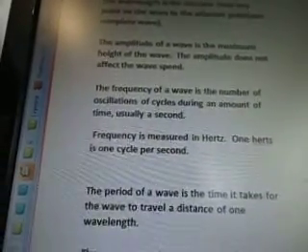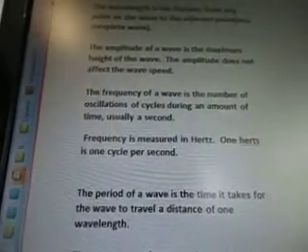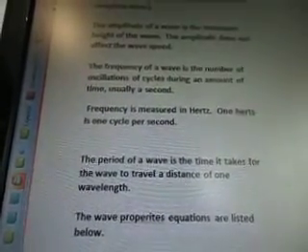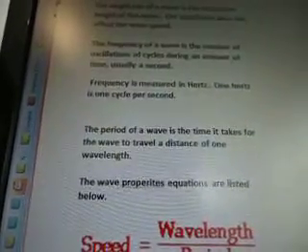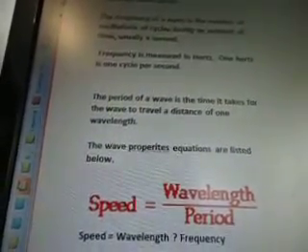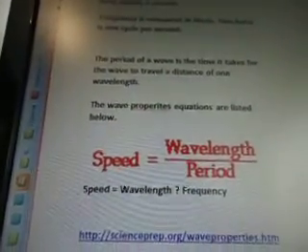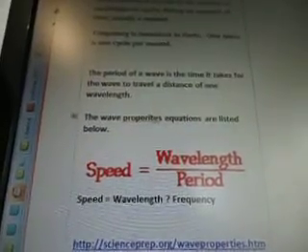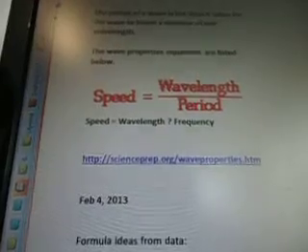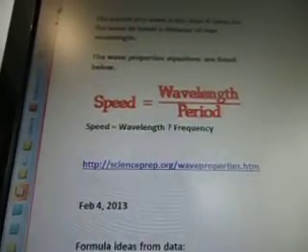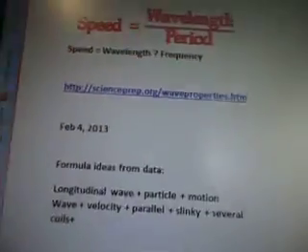The frequency of a wave is the number of oscillations or cycles during an amount of time, usually a second. Frequency is measured in hertz. 1 hertz is 1 cycle per second. The period of a wave is the time it takes for the wave to travel a distance of 1 wavelength. The wave properties equations are listed below. Speed equals wavelength divided by period. Speed equals wavelength times frequency. So that's from scienceprep.org. That's the website there.